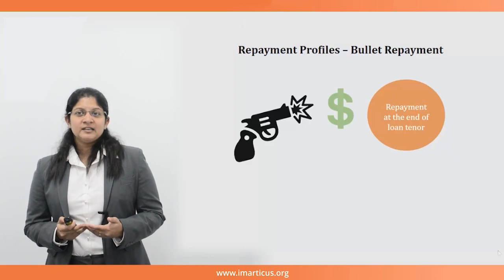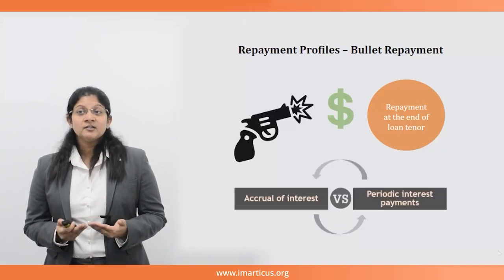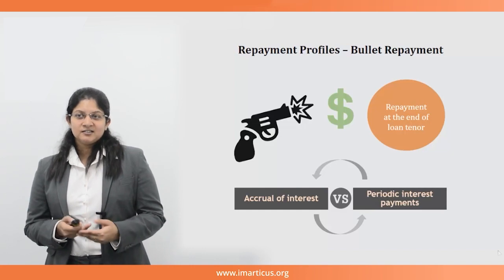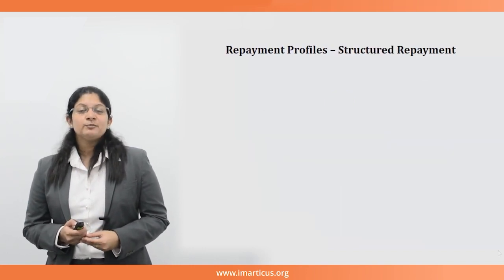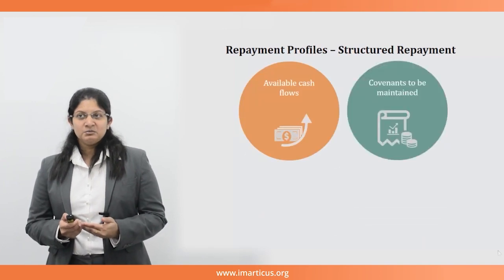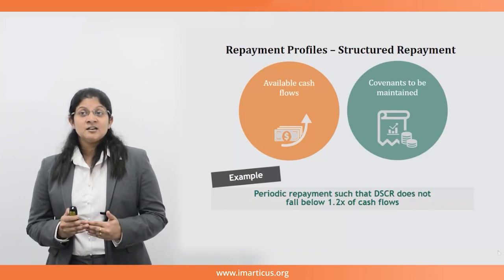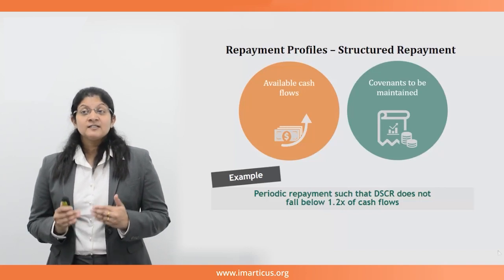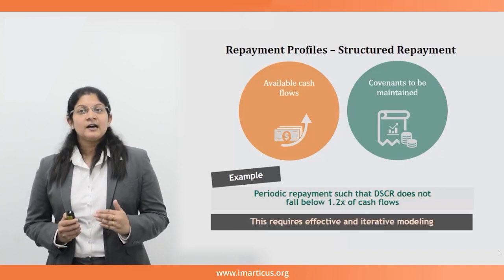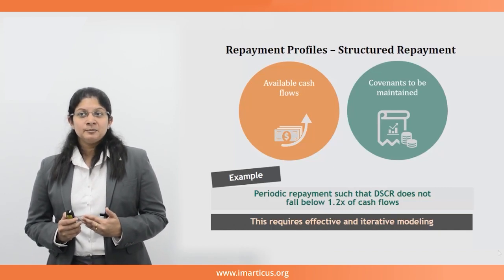Interest could either be paid periodically or accrued, compounded and paid together with the principal repayment at the end. Lastly, repayments could be structured based on available cash flows and covenants to be maintained. For example, the lender may stipulate that periodic repayment should be such that the DSCR does not fall below 1.2x of cash flows. This requires effective and iterative modeling to ensure covenants are met and interest and principal payments are appropriately captured.